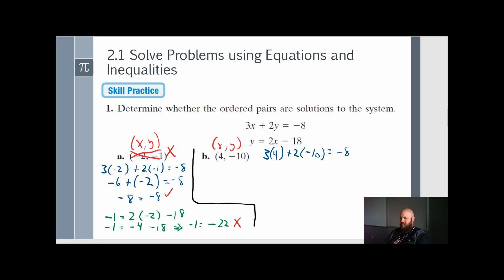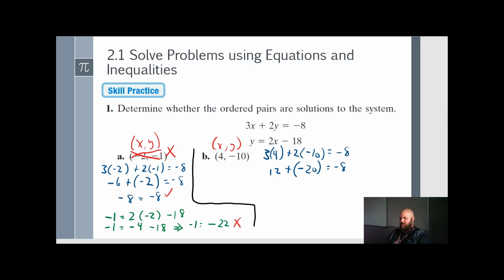Okay, so we have 3 times 4, which is going to be 12, and then plus, in this case, we have 2 times a negative 10. Well, it's a positive 2 and a negative 10, so it's a negative value. And 2 times 10 is 20. And see if that equals negative 8.